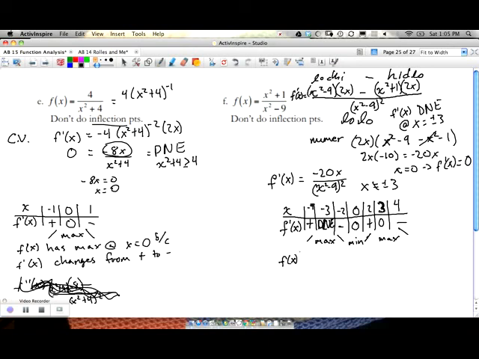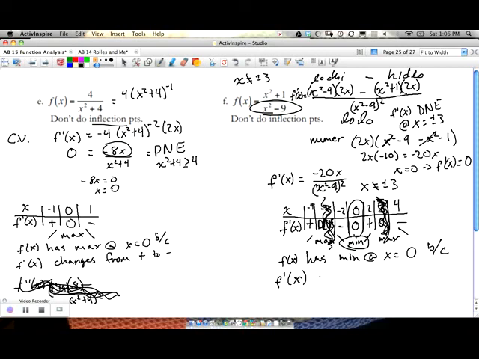So we would say that f of x, this is kind of interesting here. I can't even say x equals plus or minus 3 in the first place because that's not even in existence. So these terms here, I can't even use those. I should have seen that from the beginning. So what's happening really, the only part that I care about is a min at 0. So f of x has a min at x equals 0 because f prime of x changes from negative to positive. Excellent. All right.